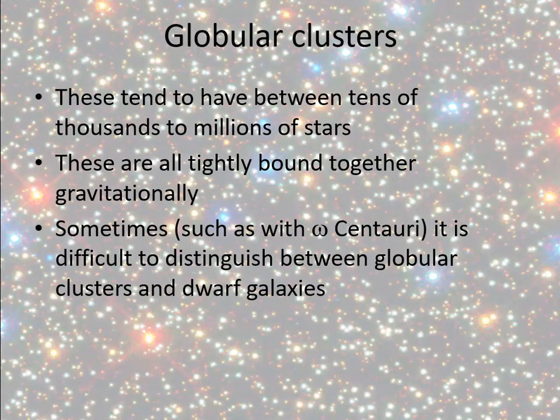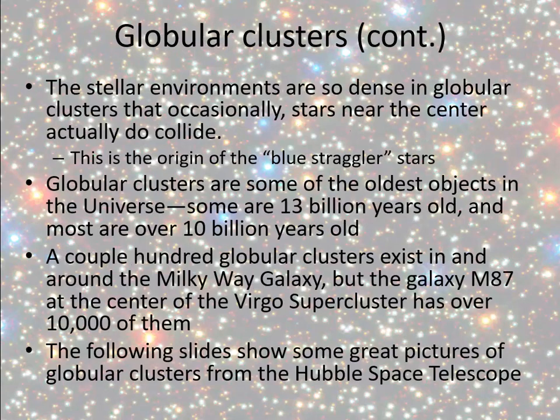Globular clusters are something completely different. These things tend to have tens of thousands to millions of stars. Open clusters tend to be young. They'll have maybe hundreds of stars. Globular clusters tend to be very old. In fact, in a lot of cases, they're some of the oldest objects still around in the universe.